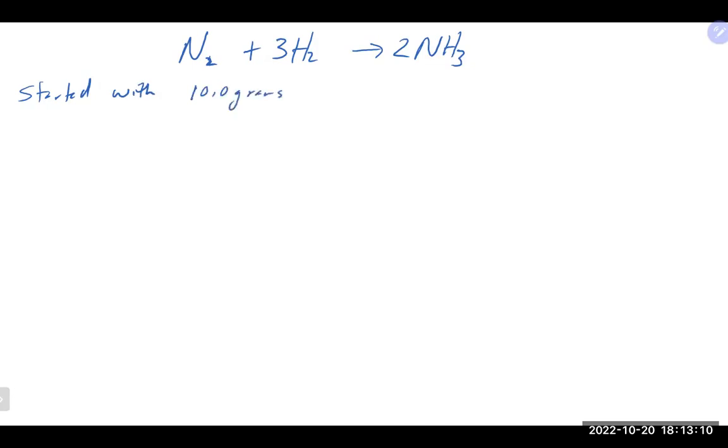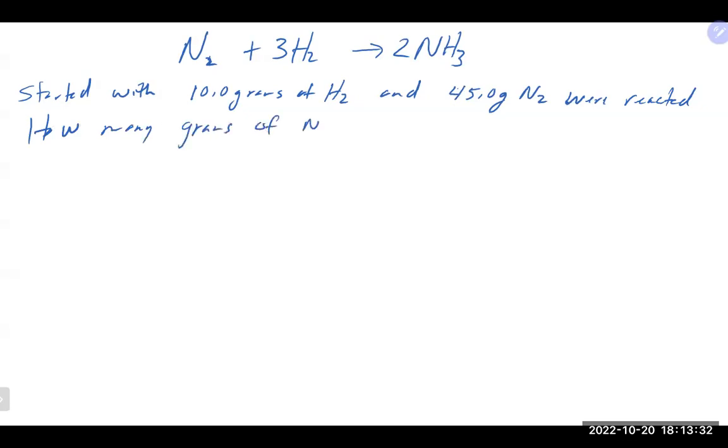So let us go through one here together that I'm going to make up. We'll go with this equation because I saw it earlier and I feel like I could still balance it. Maybe. There we go. So let's say we started with 10 grams of H2 and 45 grams of N2 were reacted. How many grams of NH3 will you produce? All right, I just made that up, so we'll go with it.